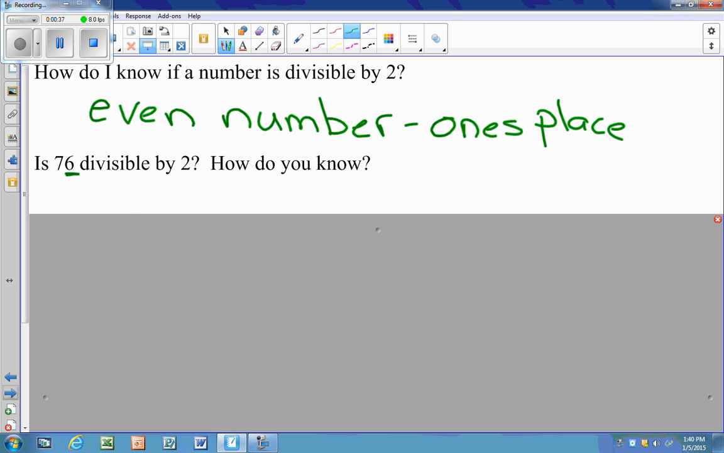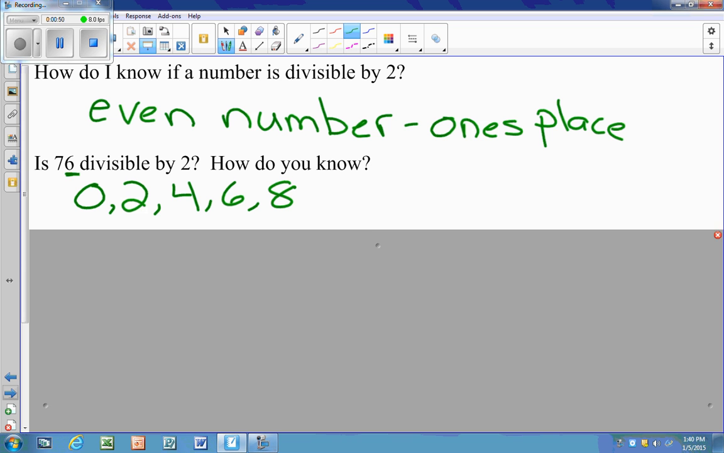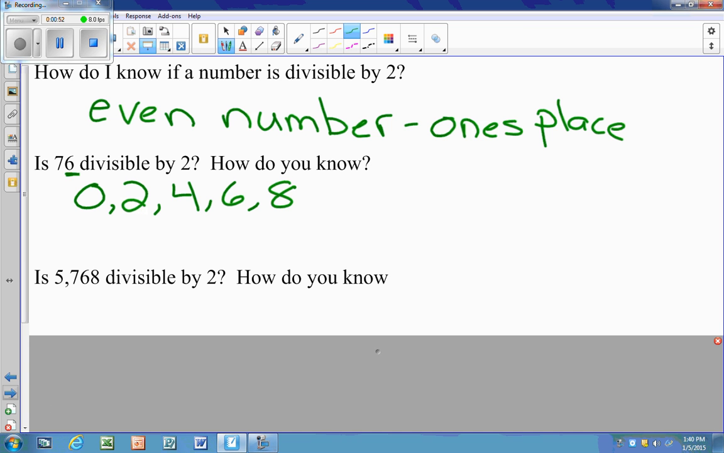Well, here's the ones place. 6 is an even number because 2, 4, 6, 8, and 0 are all even numbers. So since there's a 6 in the ones place, we know it is divisible by 2 because it is even. The next number, 5,768. Doesn't matter how many digits there are, I just go to that ones place. It's even. It has an 8, so the whole thing is divisible by 2.